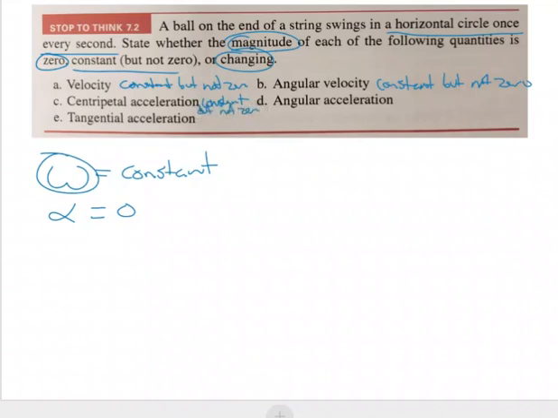Okay, D, angular acceleration. Well, we already said angular acceleration is zero. And tangential acceleration. Again, tangential acceleration is this guy, zero. So that's how you do that one. All right, that is the end of the section.